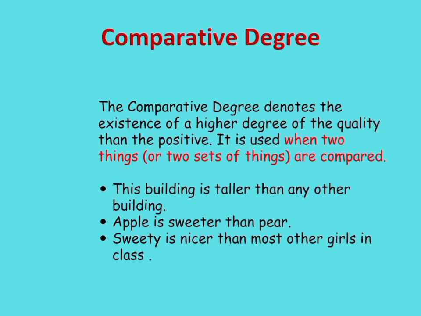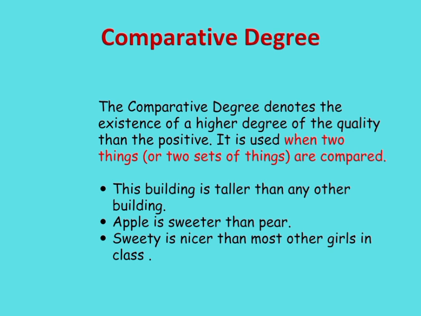Next, comparative degree. The comparative degree denotes the existence of a higher degree of the quality than the positive. It is used when two things or two sets of things are compared. For example, this building is taller than any other building. Here, comparison is made between a building and the other buildings. Taller is the comparative degree.